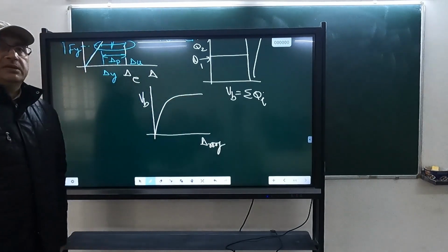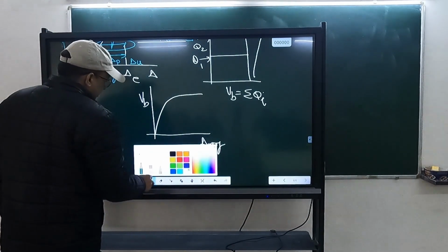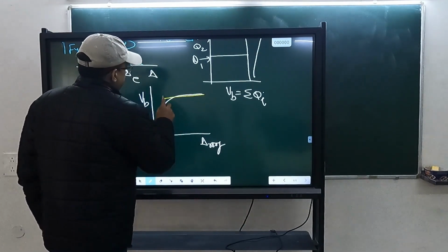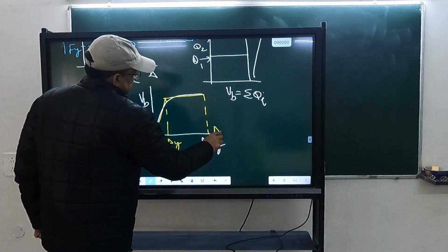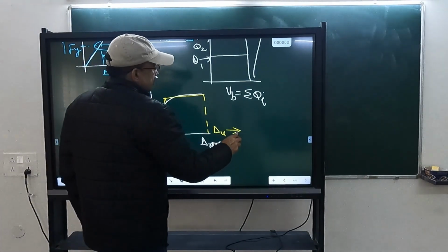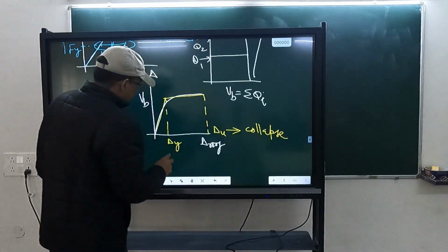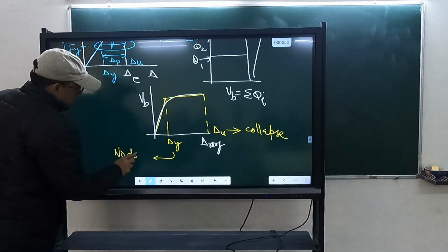Our graph will be something like this. I will represent it by equivalent bilinears. We'll talk about this in more detail. So this becomes my delta y. Delta u is representing collapse. Delta y is representing no damage.